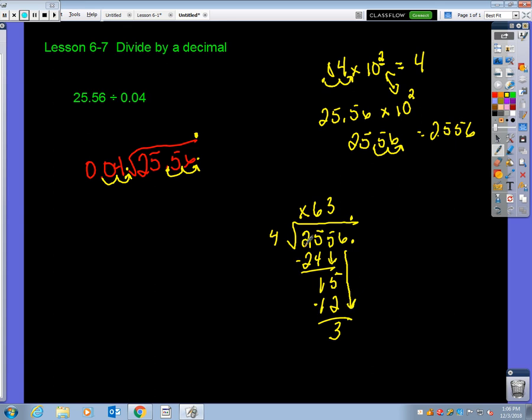So once we get the decimal out of our divisor, we move the decimal over in the dividend the same number of places. And now it's just dividing like we normally would. 4 goes into 36 9 times, and 9 times 4 is 36. I subtract and I get 0. So my answer is 63.9.